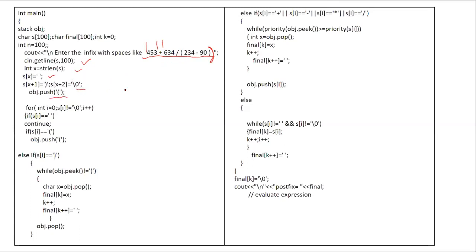After that, insert an opening brace into the stack, which is the preliminary condition before starting the algorithm for infix to postfix conversion. And scan the whole expression until the last, for all the characters in the given infix expression. If a space is encountered, like the space which has been entered here, just continue, you don't do anything. If an opening brace is encountered, push that opening brace into the stack.